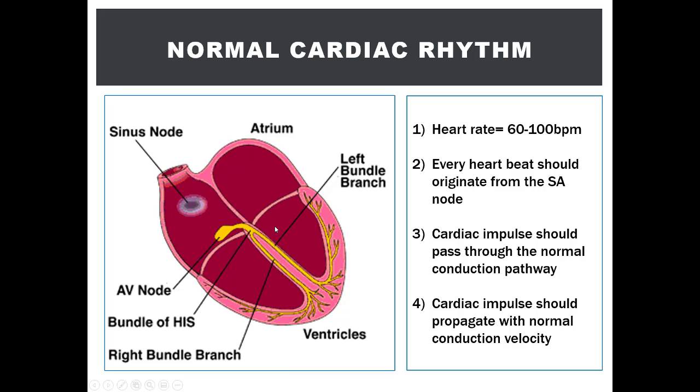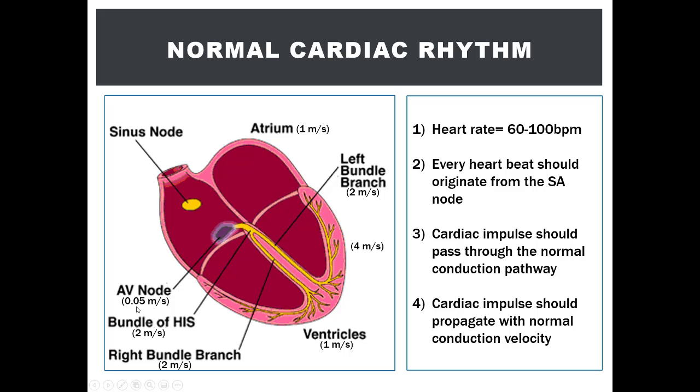Now lastly, not only does the electrical cardiac impulse need to propagate through the normal pathway, it needs to propagate with normal conduction velocity. In other words, it needs to pass through each part of the pathway at a particular velocity. Now, as you can see here, the action potential propagates at a velocity of 1 meter per second through the atrium from top to bottom. Then at the AV node, the propagation is slowed down to 0.05 meters per second.